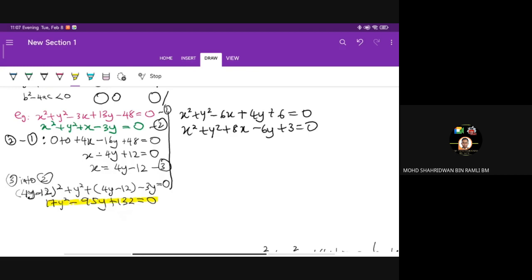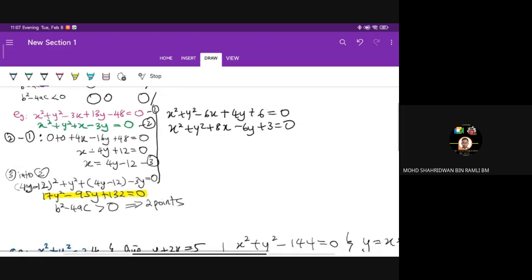So this is your quadratic equation. Let's say when you substitute into your discriminant b square minus 4ac here, you will have a value greater than 0. So when you have this greater than 0, that means these two circles intersect each other at 2 points, because the discriminant is greater than 0. Here, you will continue by using your own calculator, and you will have y equal to 44 over 17, and another one is y equal to 3.